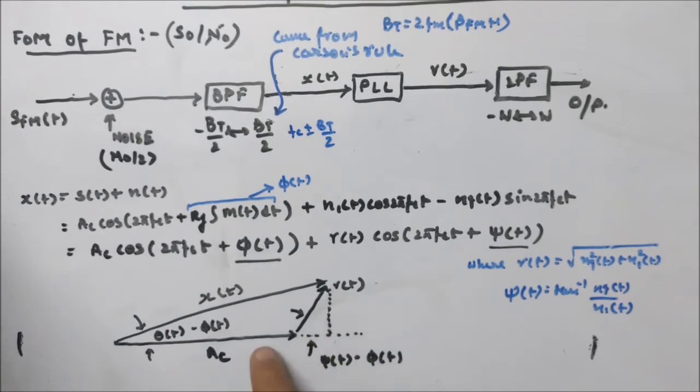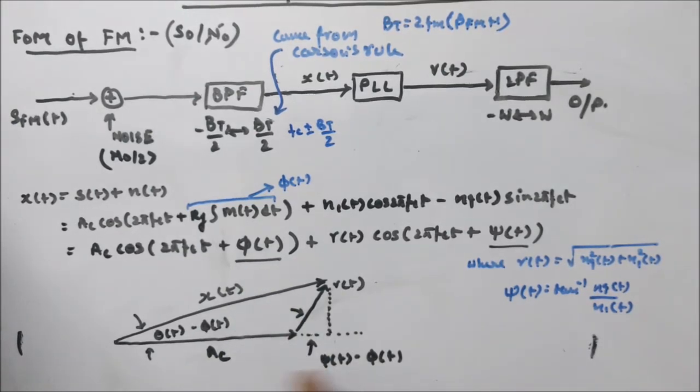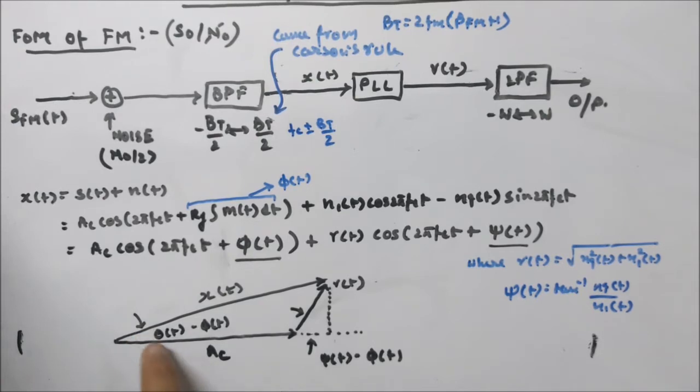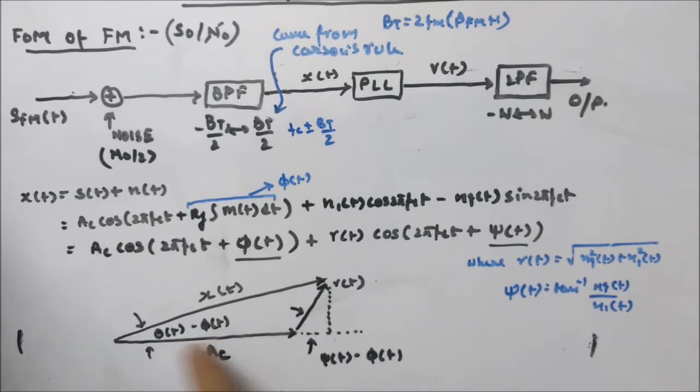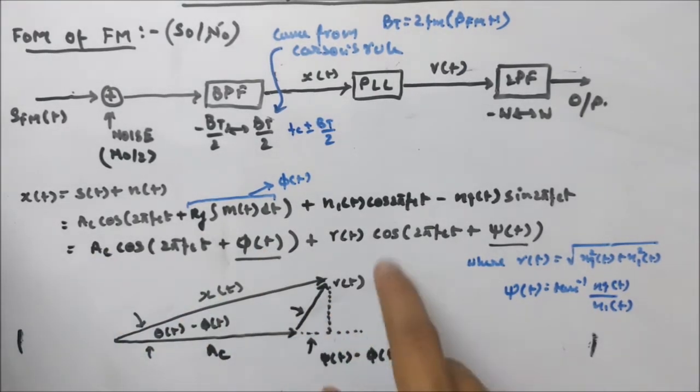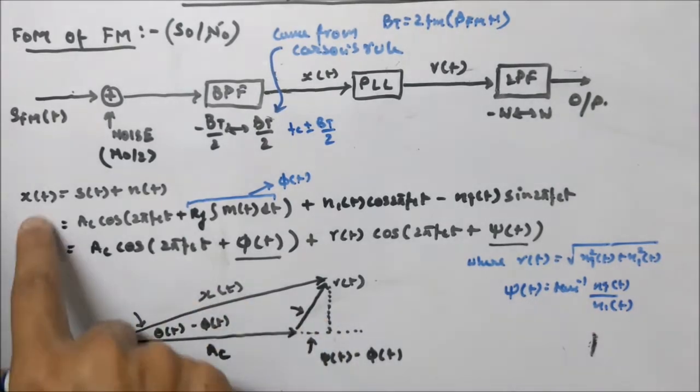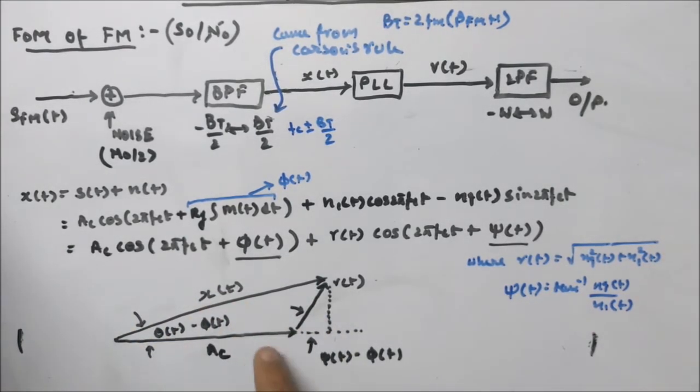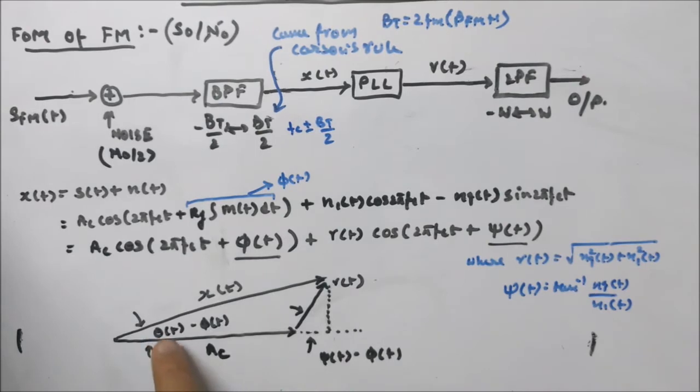Since your reference is already having phase phi t, that is why this angle is psi t minus phi t. Similarly here also, since this reference is phi t, this angle here is theta t minus phi t. Okay, so this line is this signal, and the resultant is xt. And the angle is with respect to phi t. Okay, that's how you can imagine. Now I'm going to calculate this angle.